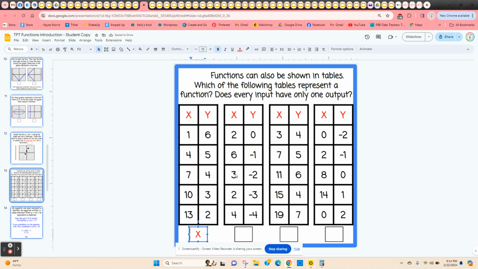This one we've got 2 inputs that are 2. So we have a 2, 0 and a 2, negative 3. So there's 2 different outputs, so that cannot be a function. This one is a function. And the last one is not because 0 has 2 different outputs.